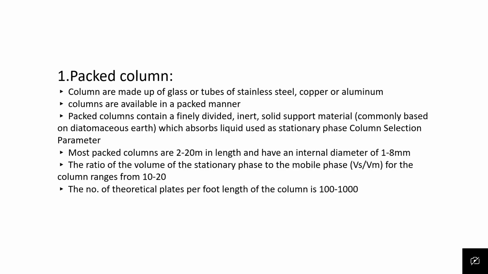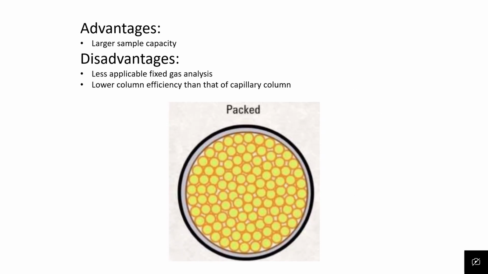The number of theoretical plates per foot length of the column is 100 to 1000. Advantage of packed columns: larger sample capacity. Disadvantages of packed columns: less applicable to fixed gas analysis, and lower column efficiency than that of capillary columns.